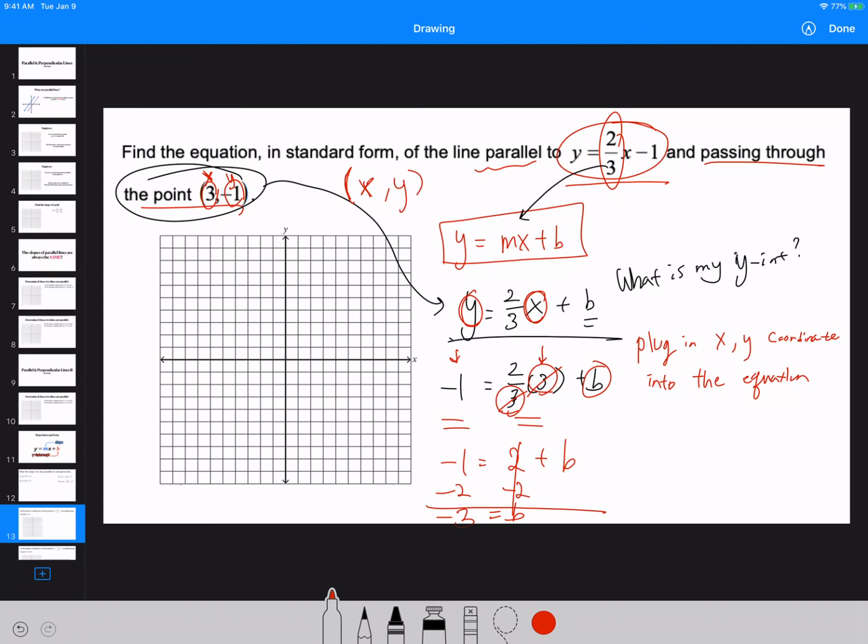Okay, so then that means my equation here would be y is equal to 2 over 3x, because the slope needs to be the same as my original question. But my y-intercept would just be minus 3. Okay, and that's going to be my answer.